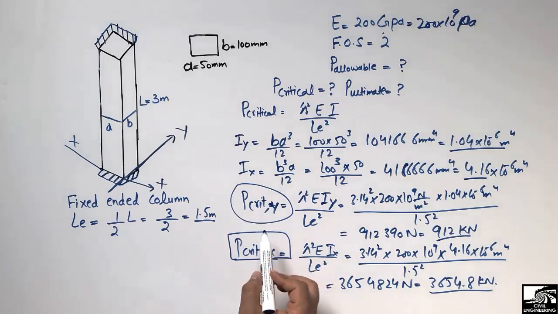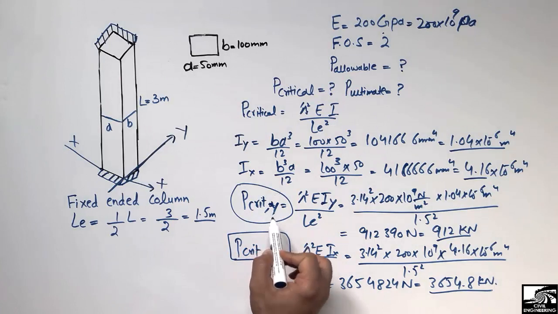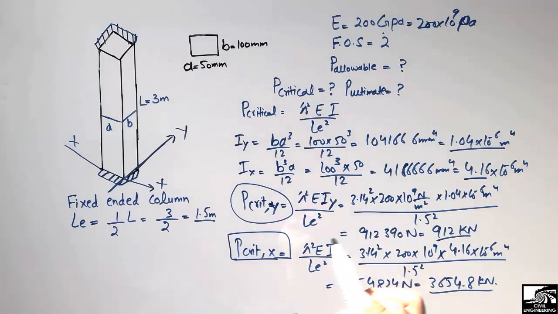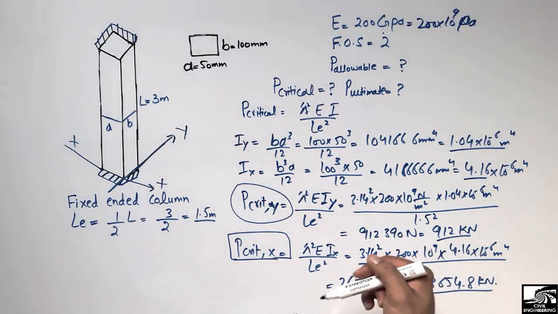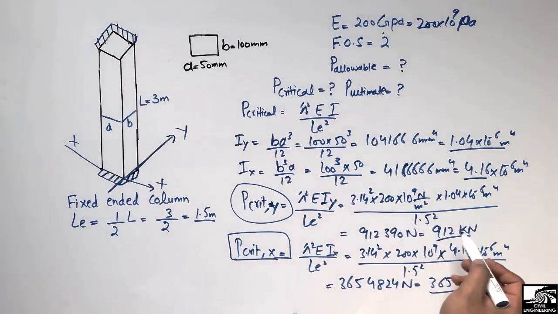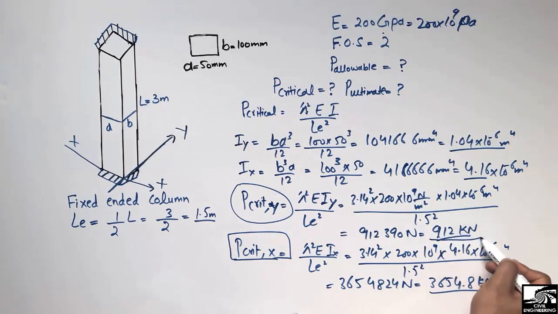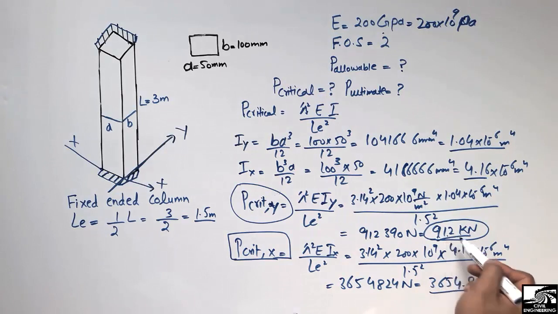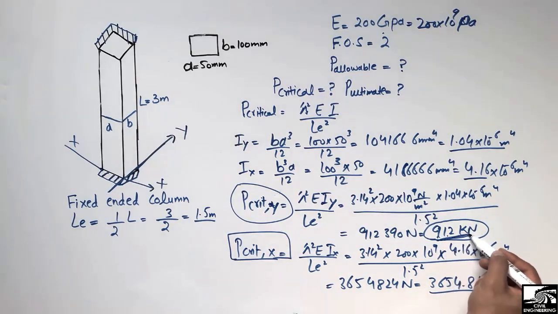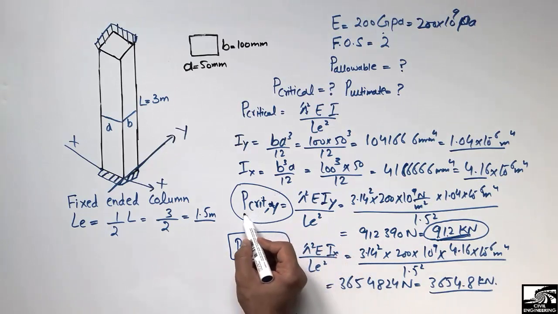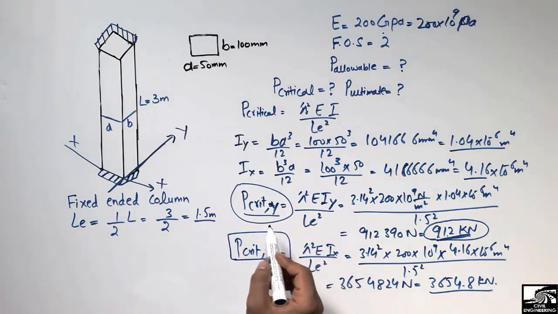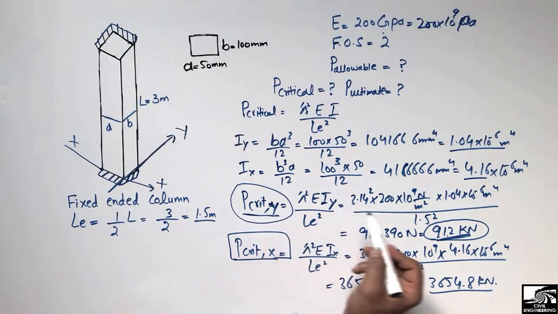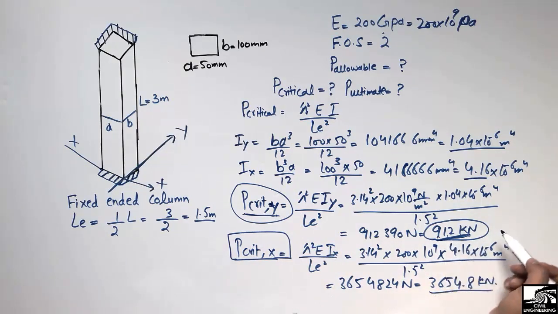So after finding the x and y critical loads, we should take the minimum one. Taking the minimum means we should be on the safe side. So P critical of 912 is smaller than 3654, so we should take the smaller value. Our P critical, or P ultimate, in this example is in the y direction, P critical y, which is 912. So we should take this one and ignore the higher value.